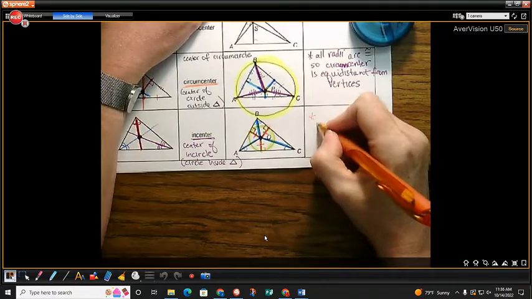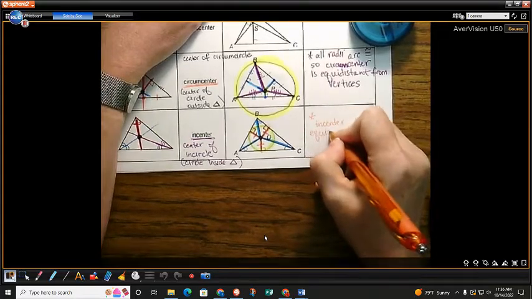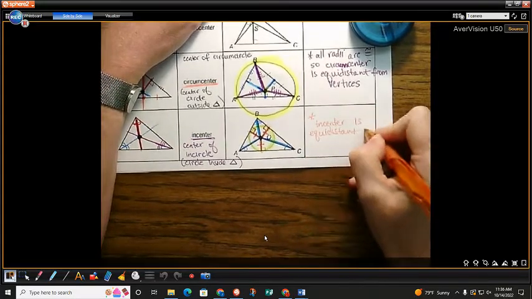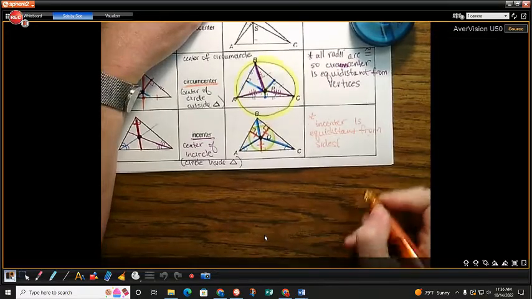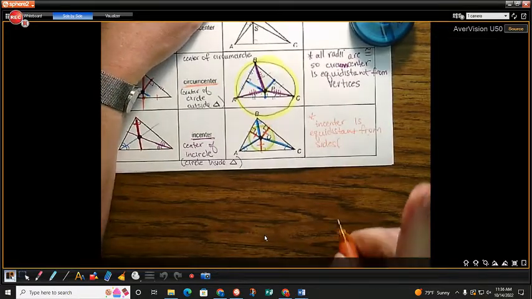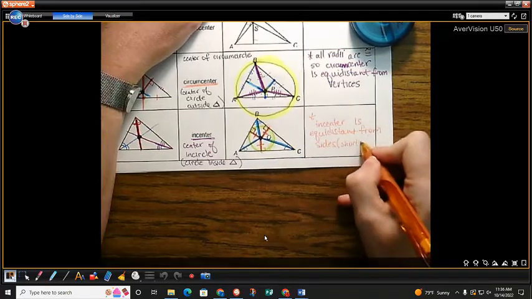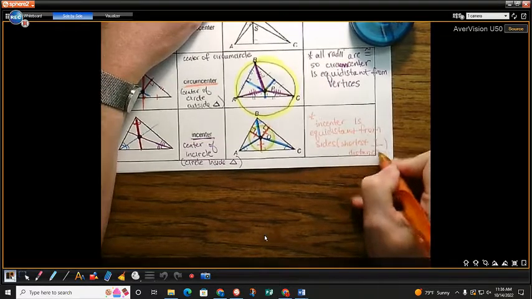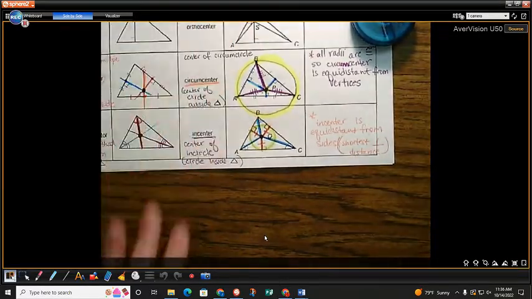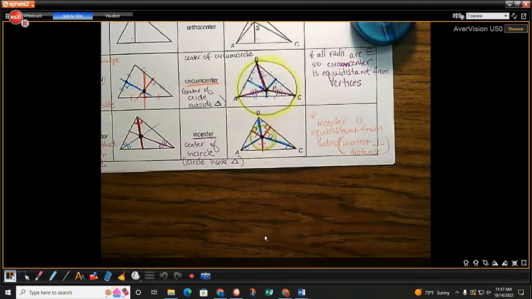So the incenter is equidistant from the sides. This one's gonna have fine print. That distance is always gonna be the shortest perpendicular distance to the side, okay? Because if I start moving off of there, it's not the shortest distance anymore, and we always call distance the shortest one.